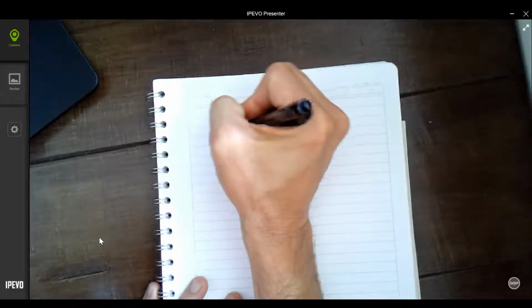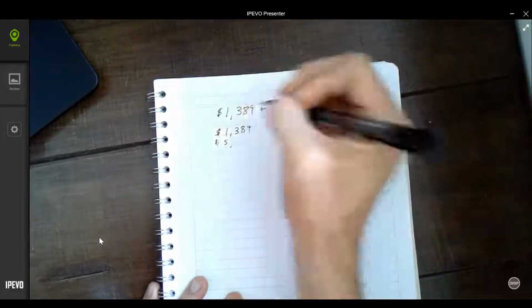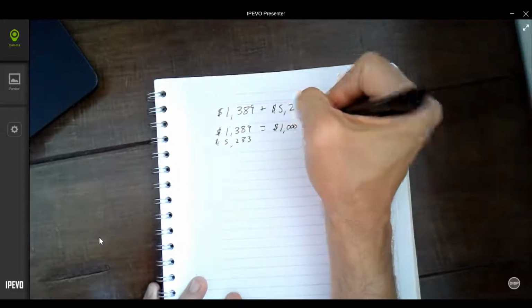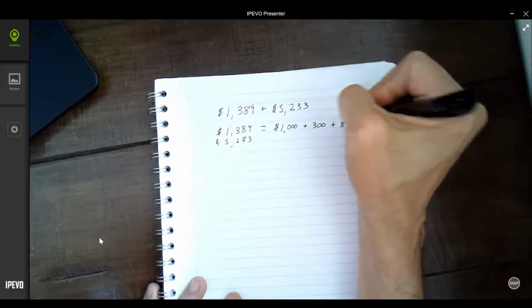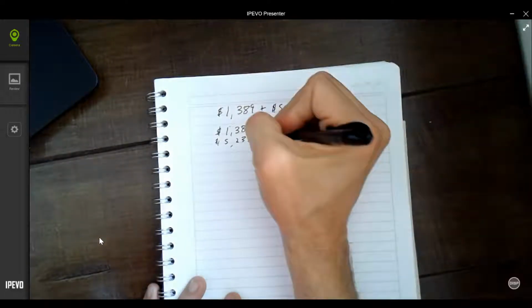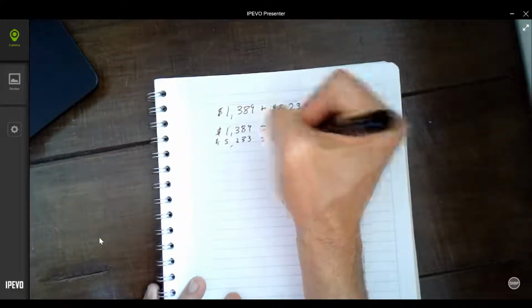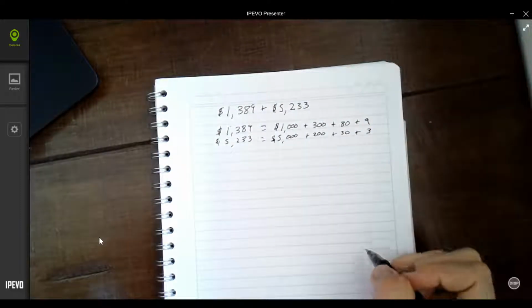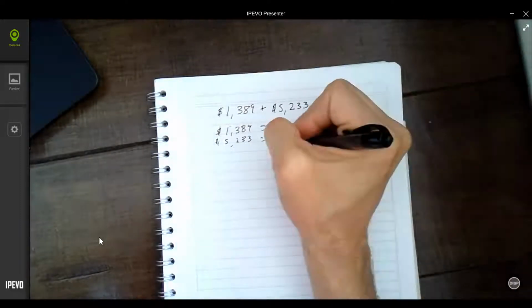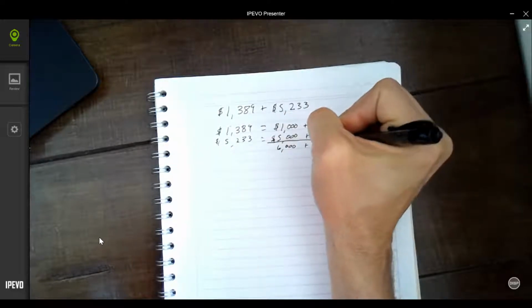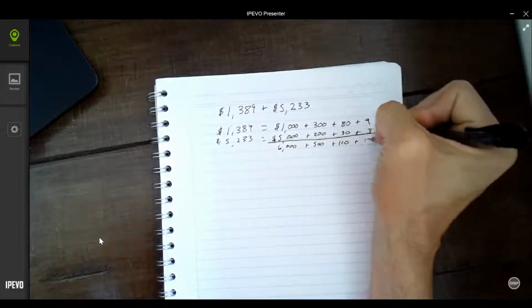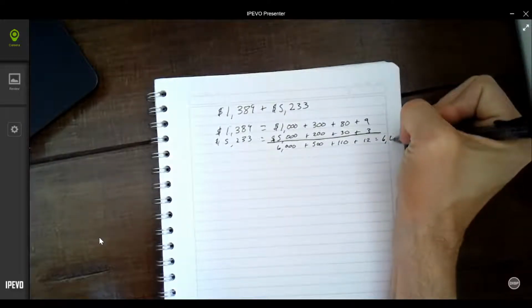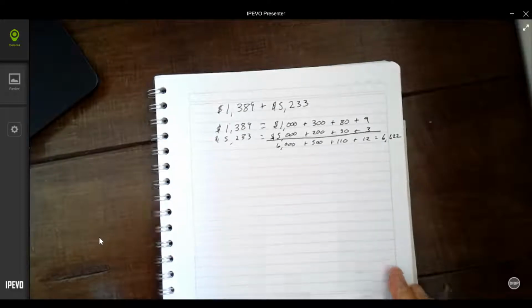So what that might look like is this. You might be doing something like 1,389 plus 5,233. We can turn this into 1,000 plus 300 plus 80 plus 9. And then underneath that would be 5,000 plus 200 plus 30 plus 3, which gives us 6,000 plus 500 plus 110 plus 12, which when added up all together gives us 6,622.